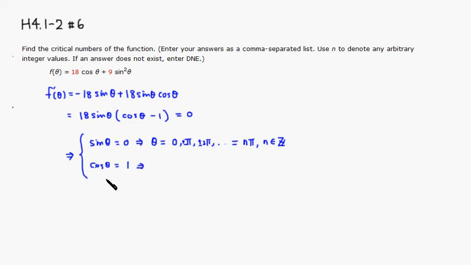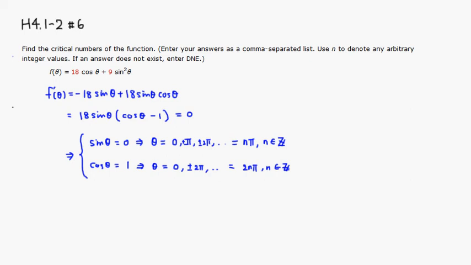And the cosine of theta is 1 when theta is 0 and plus or minus 2 pi and so on. So a good way to write that would be any multiple of 2 pi, so it's going to be 2n pi. But the 2n pi is actually included in n pi, so it's going to be simply n pi.